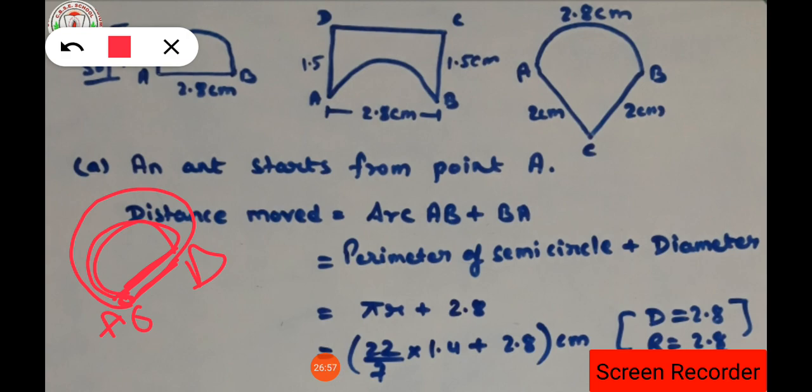Then, in the second figure, a curve is there. Starting from A, he will travel the curve, then move to BC, then CD, and then DA.